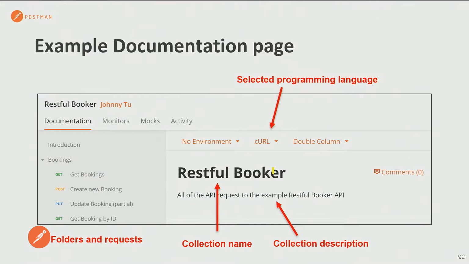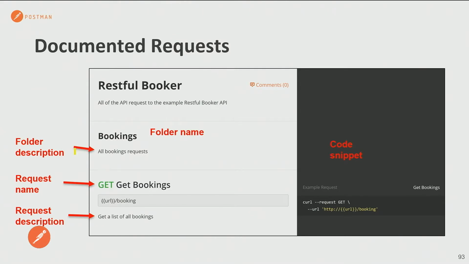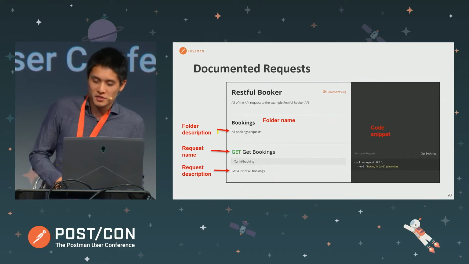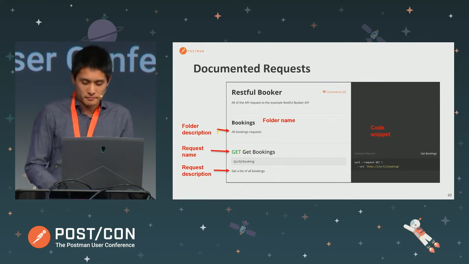So here's an example of that. You can choose your programming language. There's the collection name and description. Your list of folders and requests are on the left-hand side. And then for each folder and request, you have your folder description, request name, request description, and the code snippets displayed on the right-hand side.